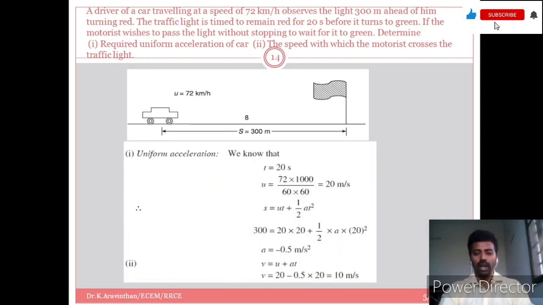Regarding this, you have a formula called S equal to ut plus 1 by 2 at square. This is the formula you have to use here. Why? Because two components are given: u and s. S is distance and u is speed. The time component, which is 20 seconds, is also given. The only unknown is acceleration. So you can use this equation in order to find the acceleration.